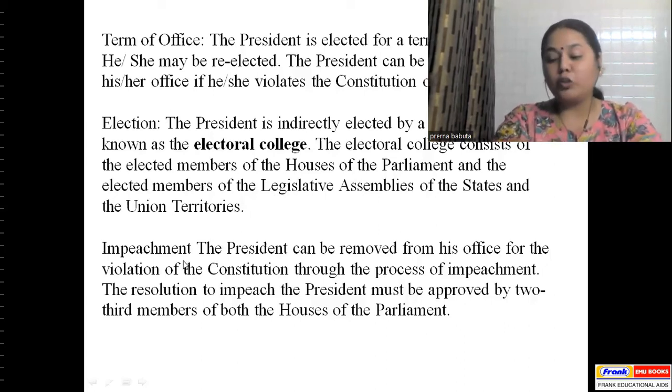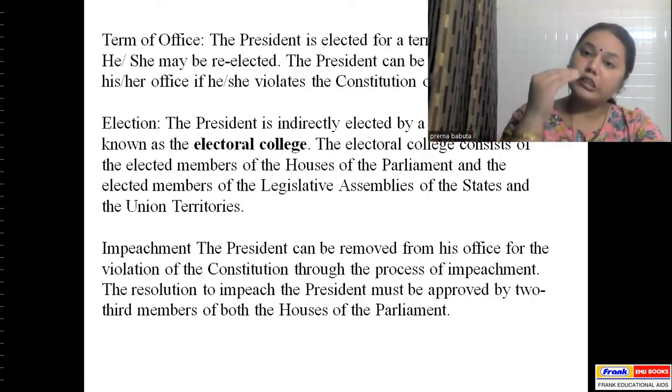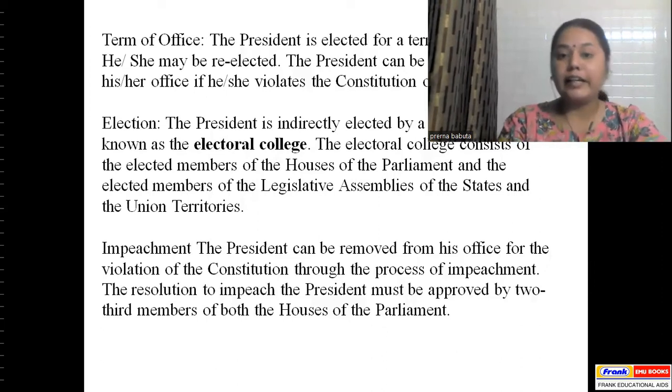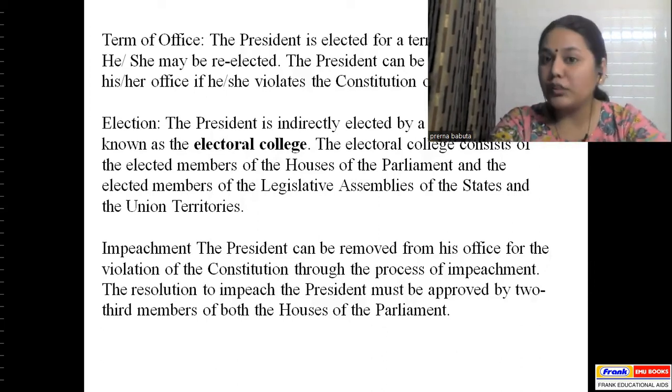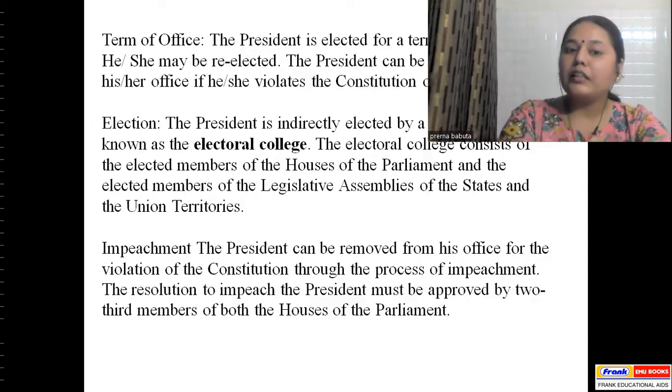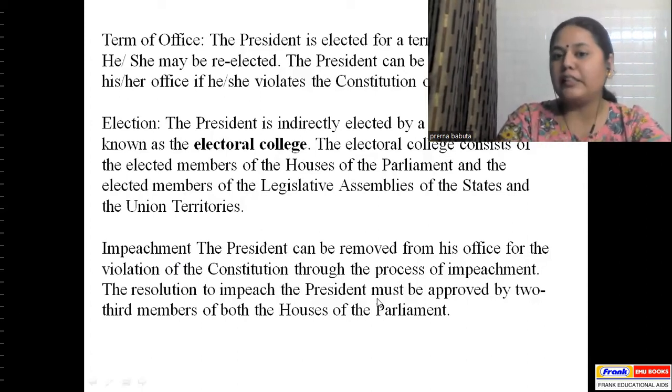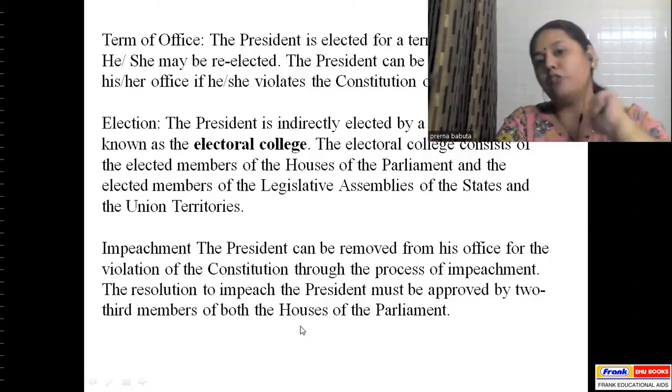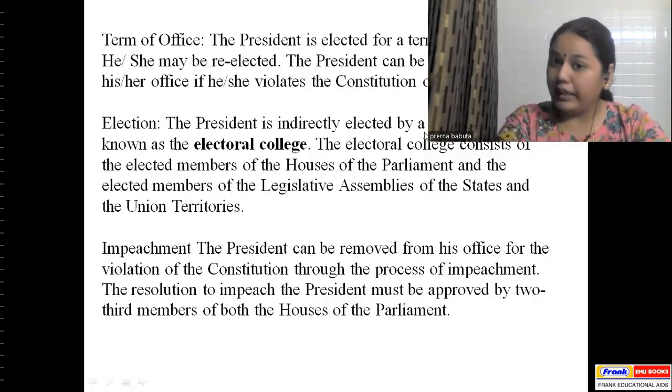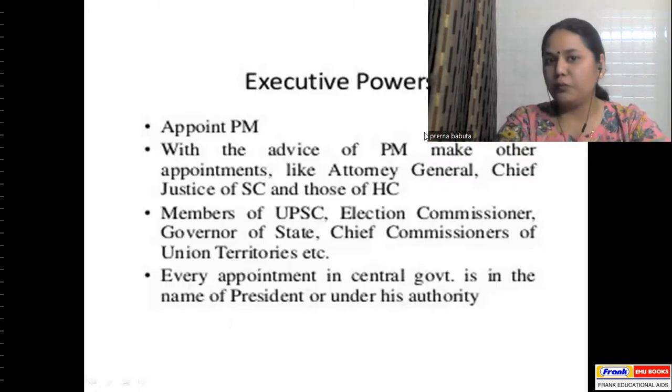Now, impeachment, talking about the removal of the president. So first, one of the conditions we read, that if he or she does something which is against the Constitution, the resolution to impeach the president must be approved by 2/3 members of both the houses of the Parliament. Only then the president can be removed.